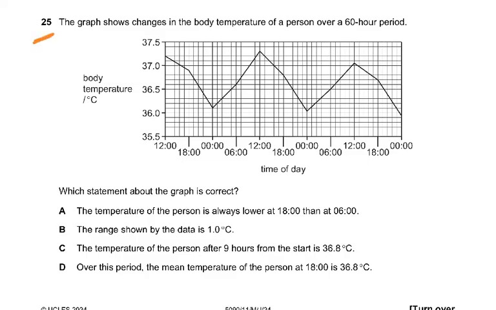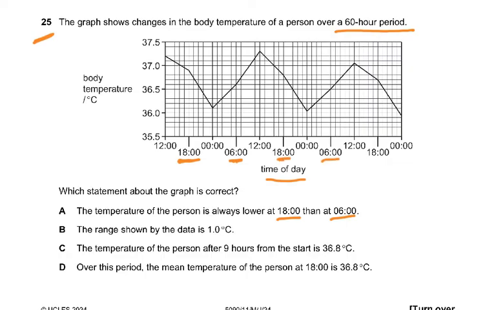Question number 25. The graph shows changes in the body temperature of a person over a 60-hour period. Body temperature, time of the day, 1200 hours and 1800, then 1200 and 60 hours. That's 24, 24, 48, and then another. So 2 days and something. So the temperature of the person is always lower at 1800 than at 600 hours. So you need to see it every 600 hours, 1800 hours, and 600 hours.